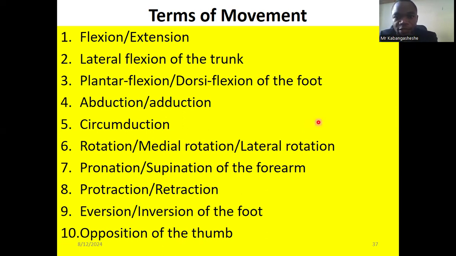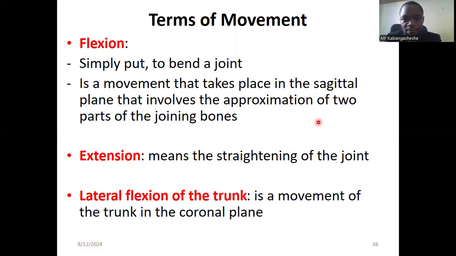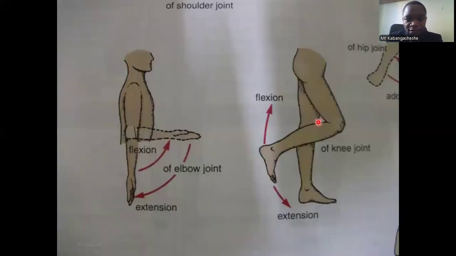Now, terms of movement or movement terms refer to various words or terminologies we're going to use in anatomy depending on the movement of a body part in a particular direction. So I have 10 here, and some of them are paired. So let's quickly get into the meat of things. So I'll quickly use diagrams for easier understanding.